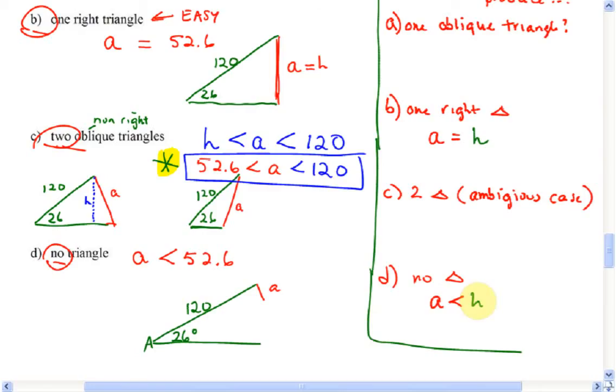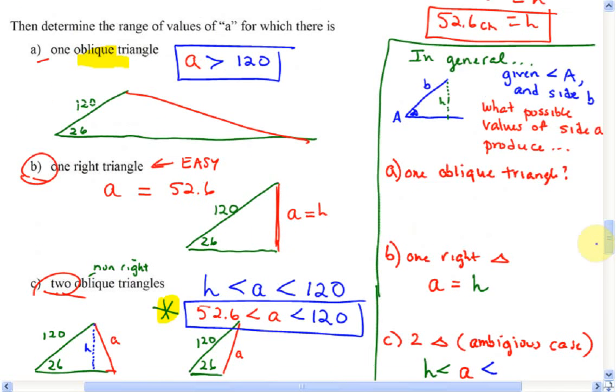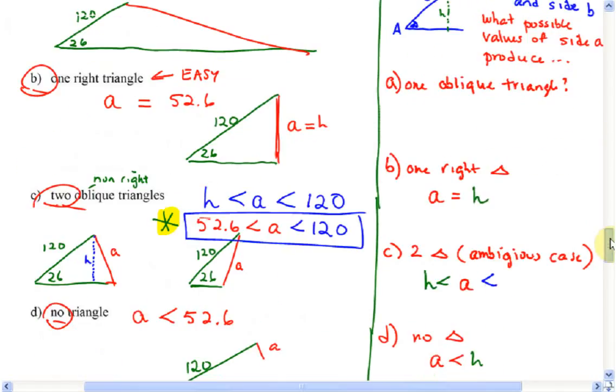Okay, then let's do C now. What do we know about the A value? It has to be more than the height. Good. So A must be more than the height, but less than 120. What's 120 in this scenario in general? The hypotenuse, side B. Good. So I'm going to say it has to be less than B.